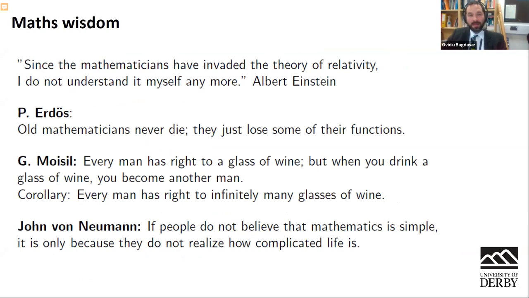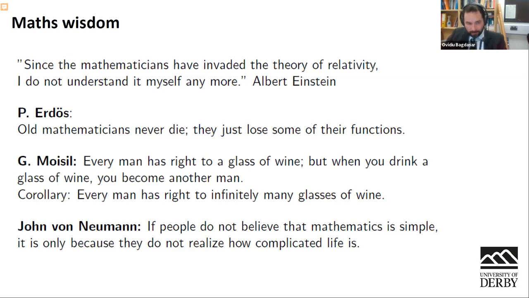And also there is wisdom. I think mathematics can give you an edge in terms of wisdom as well. Albert Einstein was complaining that since mathematicians have invaded the theory of relativity and started to use mathematical symbols, I do not understand it myself anymore. Erdős was saying that mathematicians never die. They just lose some of their functions. And this is an interesting introduction to recurrences.